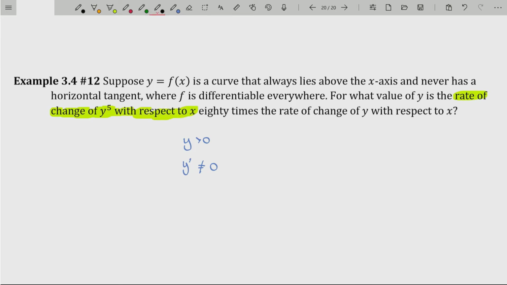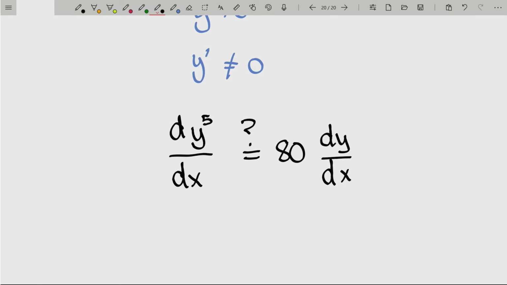Okay, let me write that down. The rate of change of y to the fifth with respect to x. When is that 80 times the rate of change of y with respect to x? That is, when does that equal 80 times the rate of change of y with respect to x? Okay. Well, let's go ahead and figure this out. The derivative with respect to x of y to the fifth, again, we want to know when that's equal to 80 times the derivative with respect to x of y.